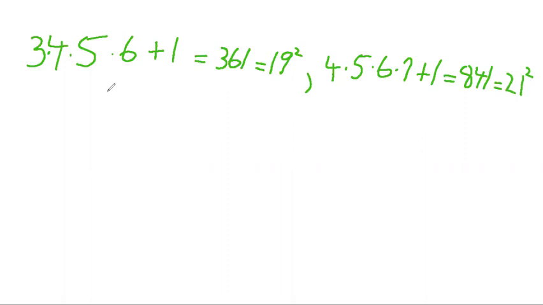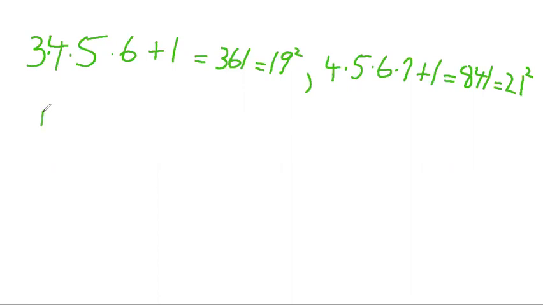Now, I could do more numerical evidence, but we took 4 consecutive natural numbers here, 3, 4, 5, 6, multiplied them, added 1, and got 19 squared. Here we took 4 consecutive natural numbers starting at 4, multiplied them together, and we got this, right? So in both cases, we got the square of some number. Now let's look at the more general case here, which is really quite interesting.